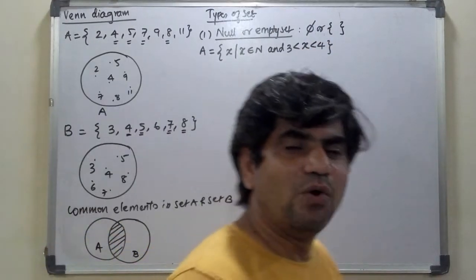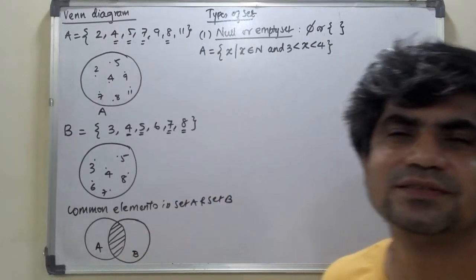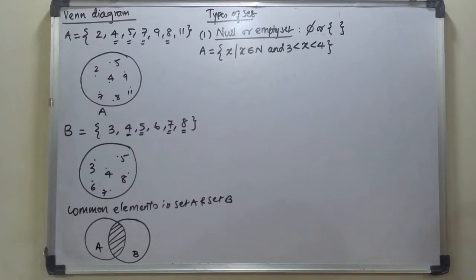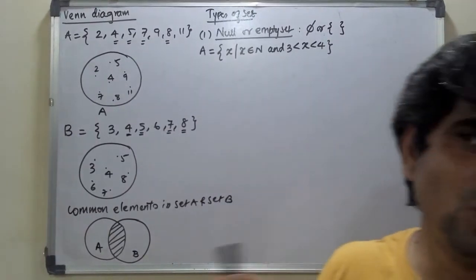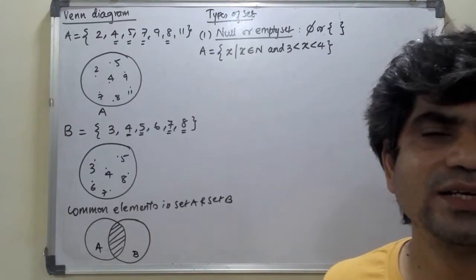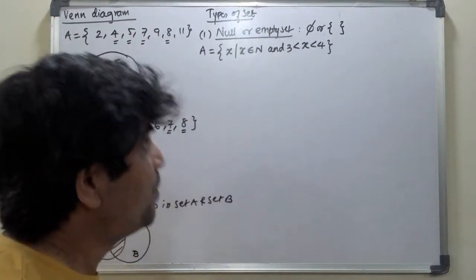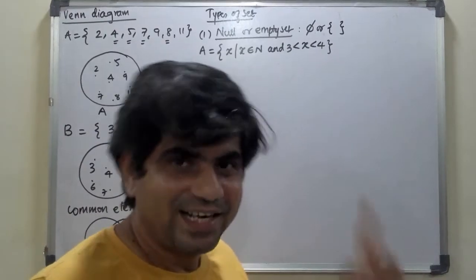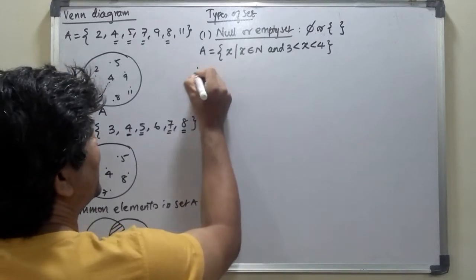Now tell me a counting number which is greater than 3 but less than 4. Is there any number which is greater than 3 and less than 4? Greater than 3 is 4 and less than 4 is 3. That means there is no number between 3 and 4. Is there? No, absolutely not. And if it is not there, that means this set is empty. But definition is existing, na? Definition is there, but no element is there. So this set is called as empty set.